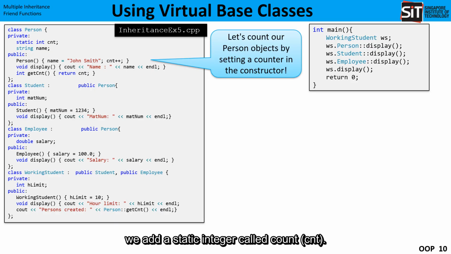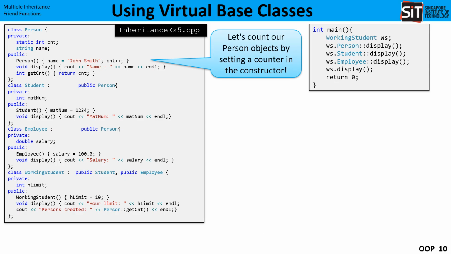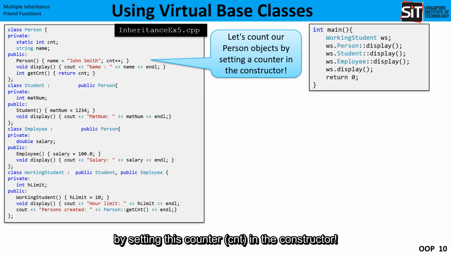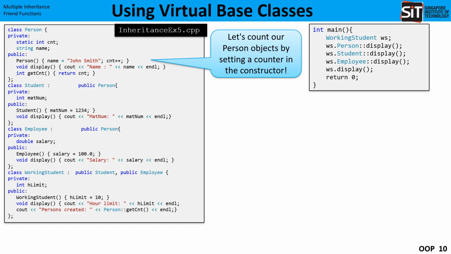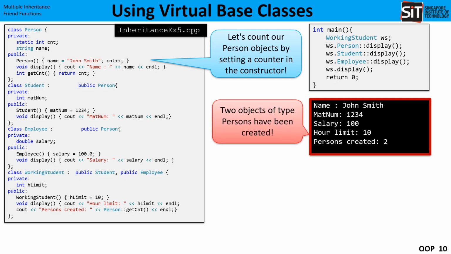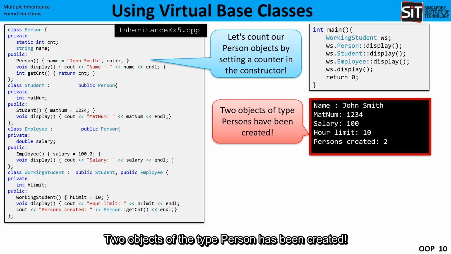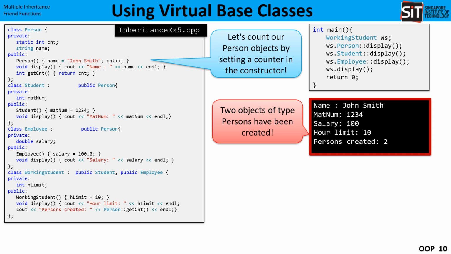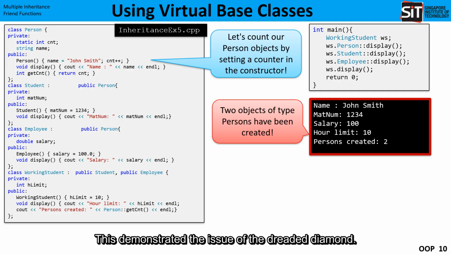In the base class, we add a static integer called count. This counter is used to increment whenever the person class is constructed. Let's count our person objects by setting this counter in the constructors. When we execute this code, the first set of output is shown. Two objects of the type person have been created. This demonstrates the issue of the dreaded diamond.